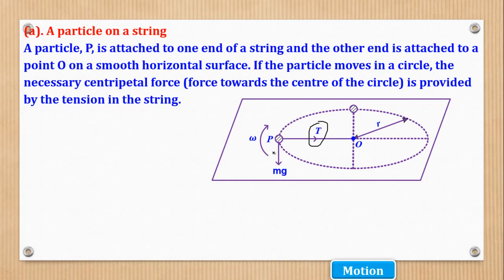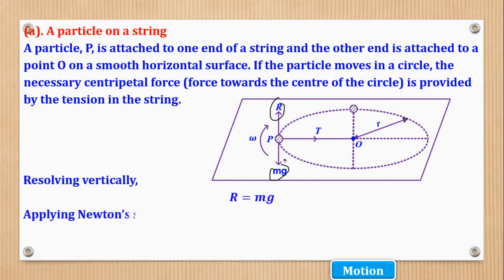Then the particle has weight vertically downwards, and there is also normal reaction. So resolving vertically, this will be equal to this. What about resolving radially? Radially means towards the center. Resolving towards the center, this tension will provide the necessary centripetal force.